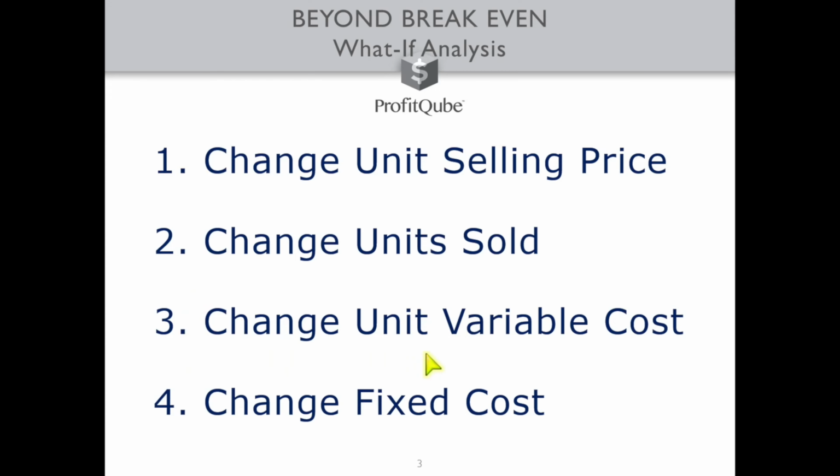Scenario number 3, change unit variable cost, where we will understand the effect of fluctuating variable costs on profitability and break-even analysis. And the last scenario, change fixed cost, we will discover how changes in fixed costs, such as rent or salaries, affect the break-even point and the financial stability.